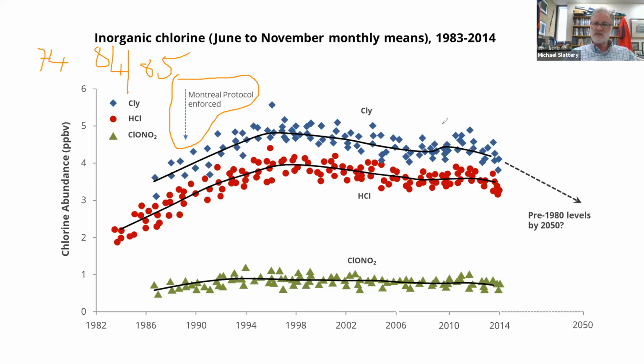And so what does this diagram show? This diagram shows the two most important reservoir gases, hydrogen chloride and chlorine nitrate, right? The two most important reservoir gases.